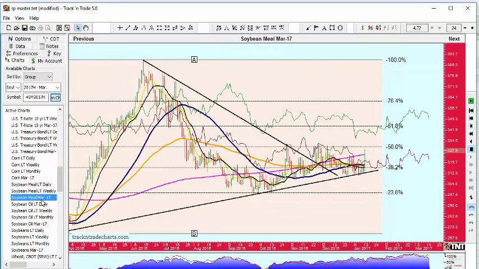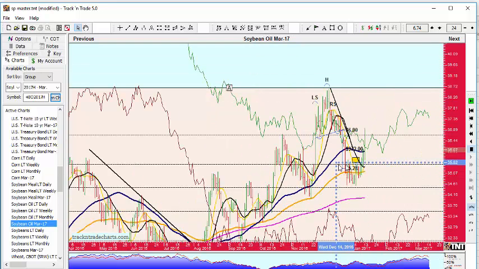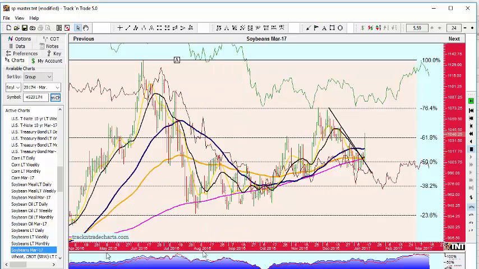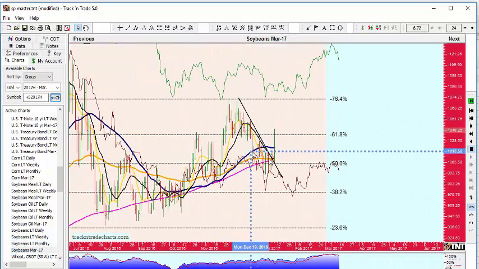Looking at March meal, you can see same action, very tight. We got some nice buying come in yesterday. Oil, we did get stopped out of that short. We did meet our price objective. This is an old trade signal. Nothing going on here. March beans, also not surprisingly, along with the rest of the bean complex, got some buying come in yesterday. On watch here.